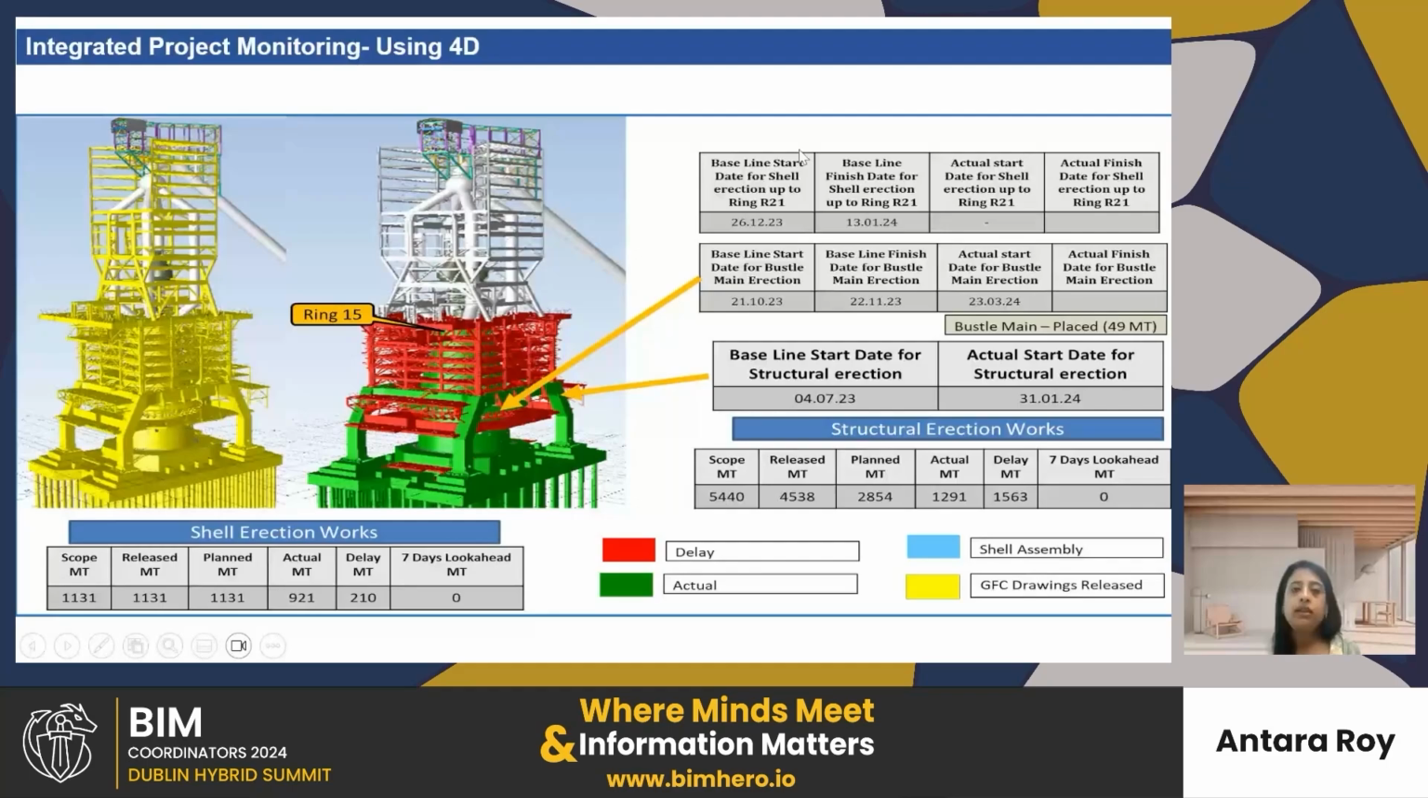If you see here, all this baseline schedule and baseline start and end dates are mentioned here. And what are the structures' actual start dates and what are the quantities? What is the structural quantity scope? How much quantity is currently released by the engineering team? What is my planned metric tons for erection? And what actually happened at site? And my delay quantities. We always calculate the look-ahead plan for 7 days, and we plan our catch-up plan for 3 months.